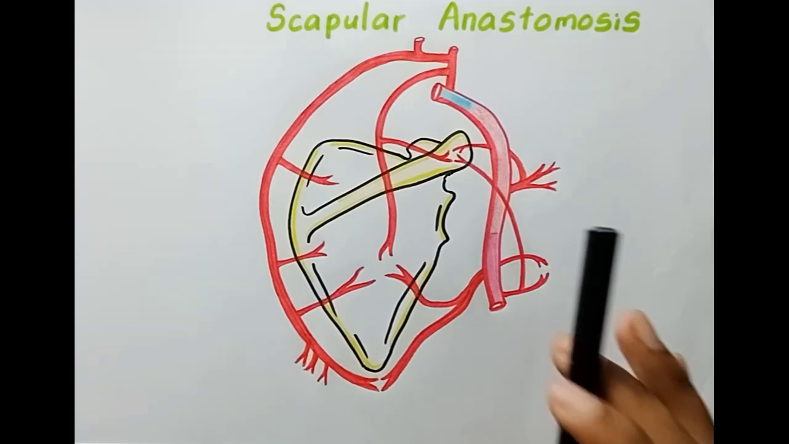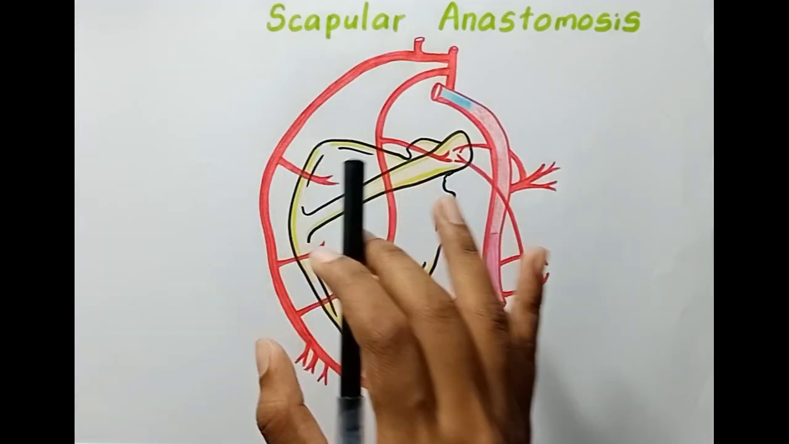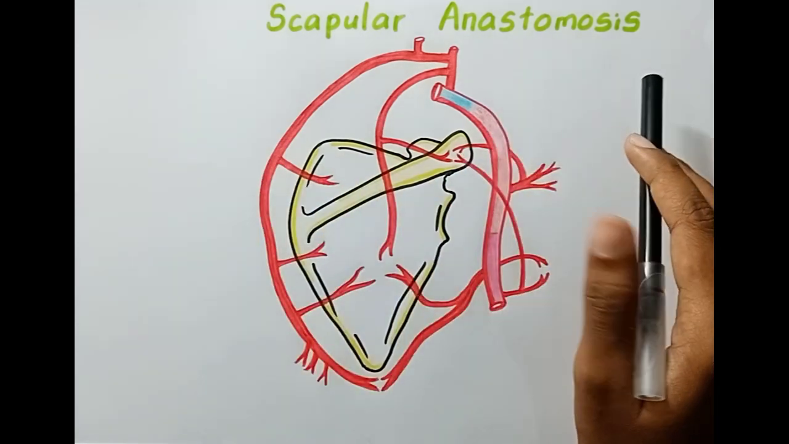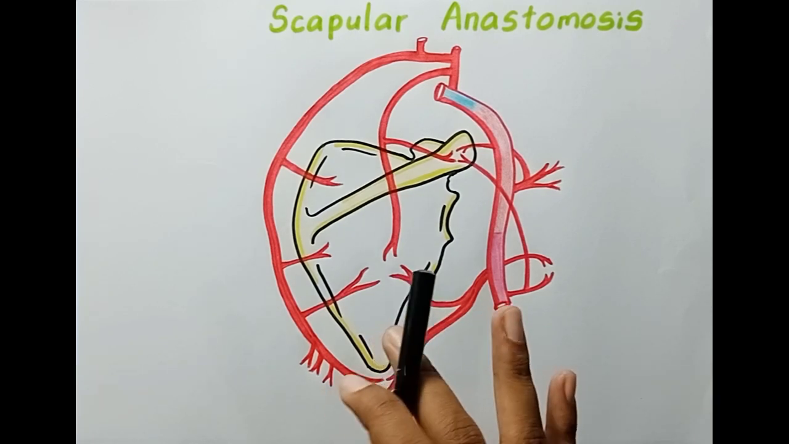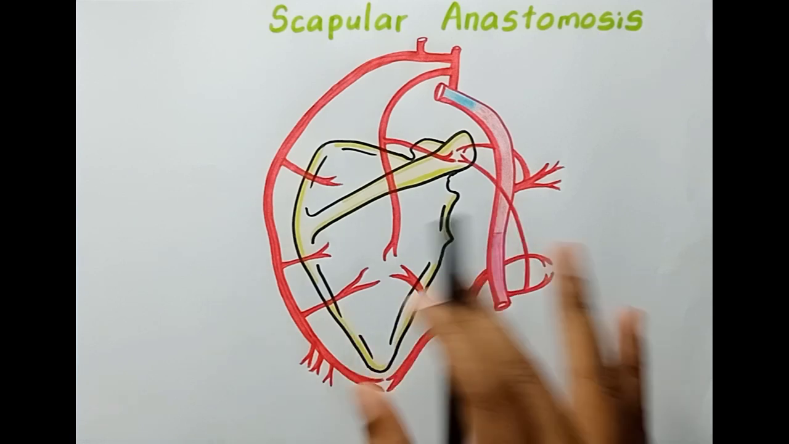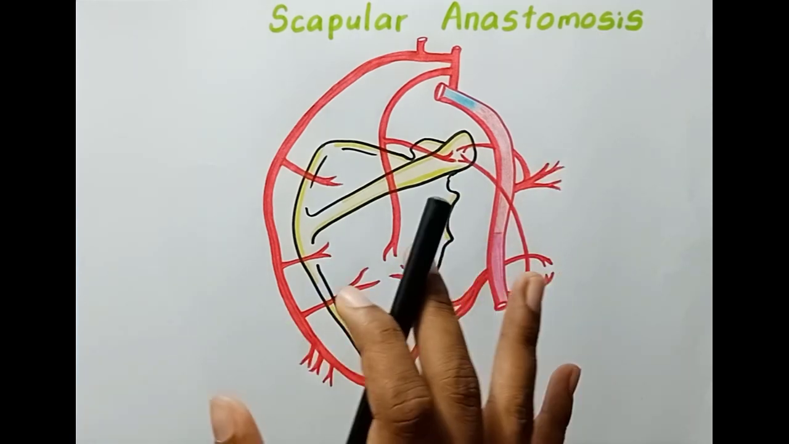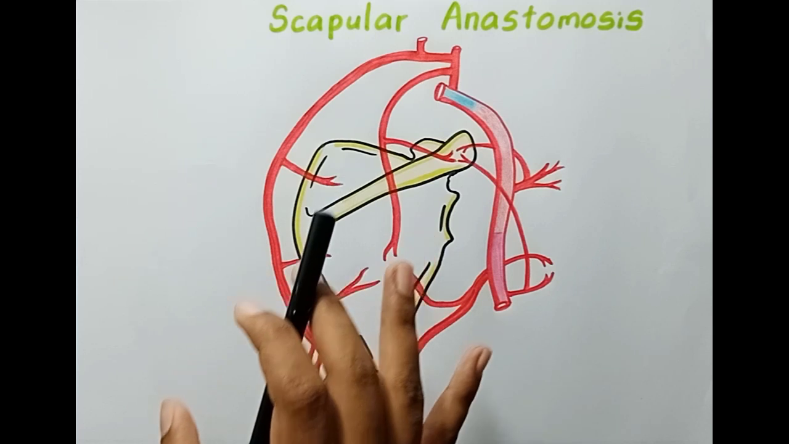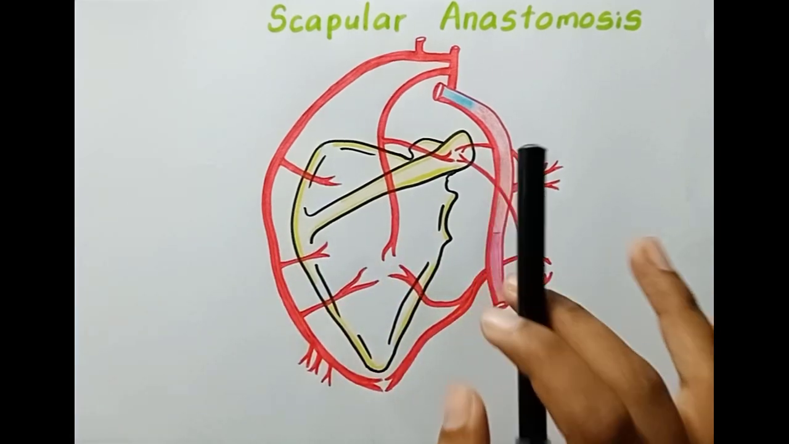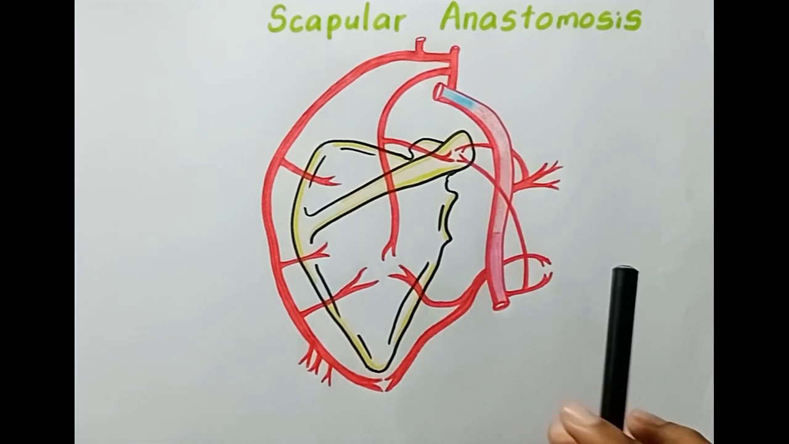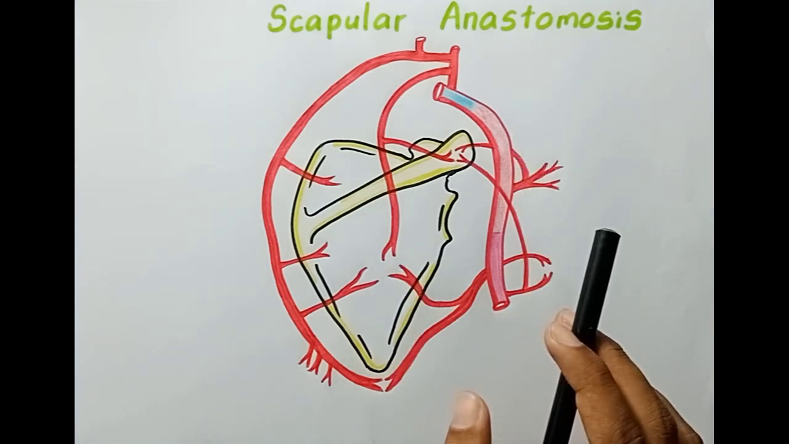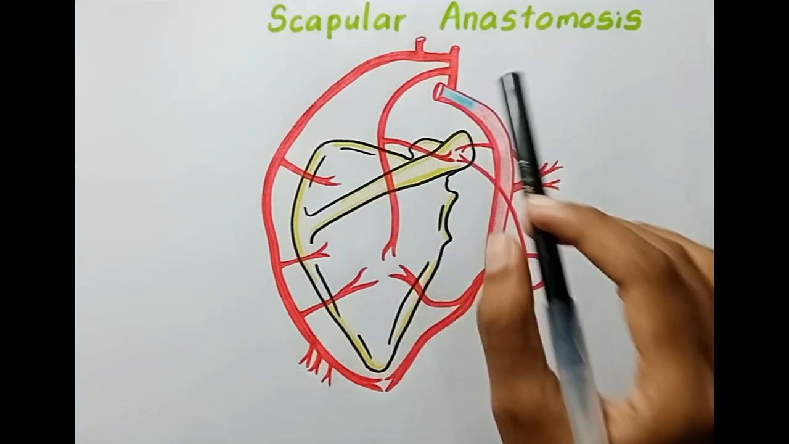YouTube channel. In this video, we are going to talk about arterial anastomosis around the shoulder joint. That means scapular anastomosis. Arterial anastomosis means branches of an artery are connected to the branches of another neighboring artery. That means it provides collateral channel for circulation when one of the arteries is blocked. So this scapular anastomosis takes place in two places. First one is body of scapula. Second one is acromial process of scapula.